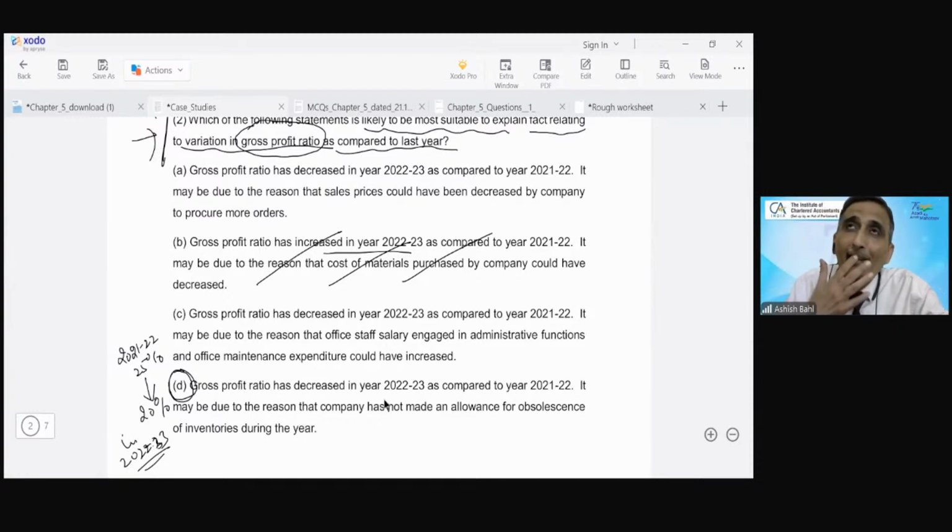So here, whereas gross profit ratio has decreased, this option is again not based upon facts. Incorrect.